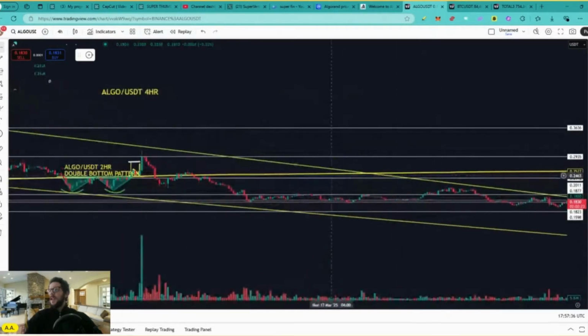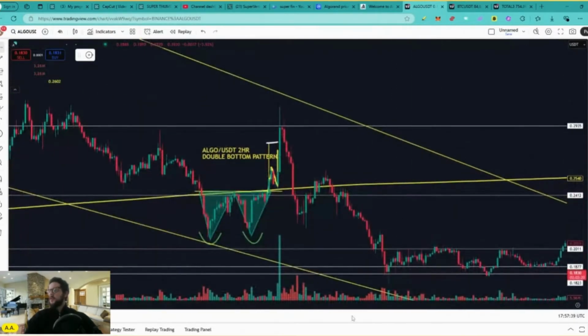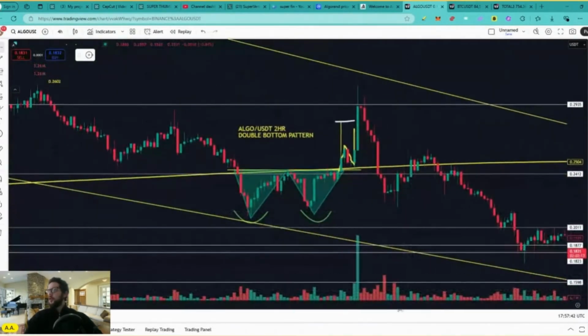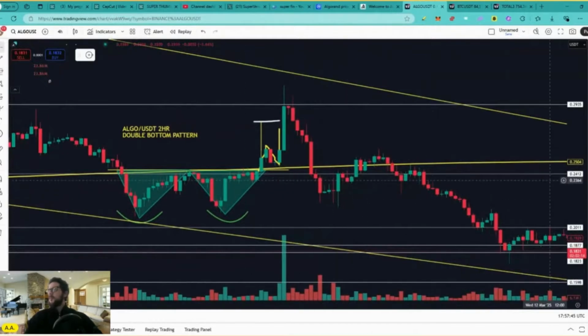As you see here, the last time I gave you a setup on Algorand was a few months ago, in February of 2025. I gave you this setup on my Telegram group.